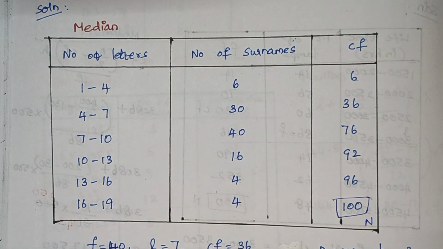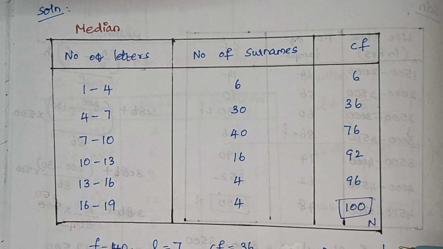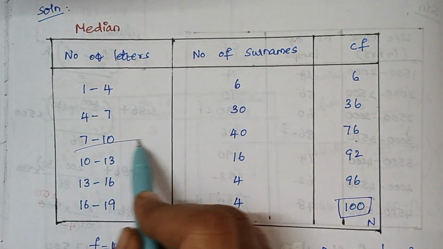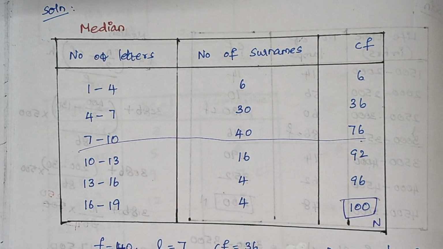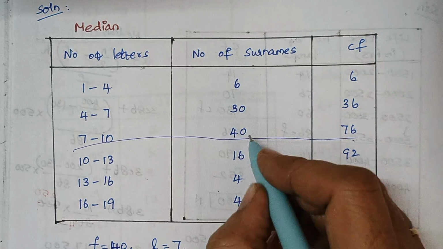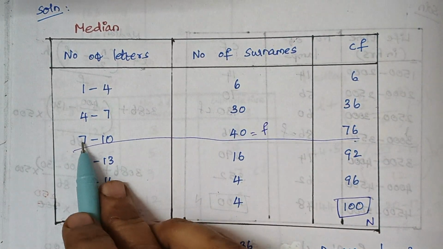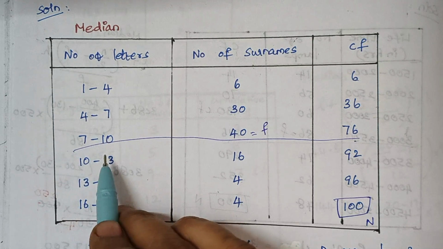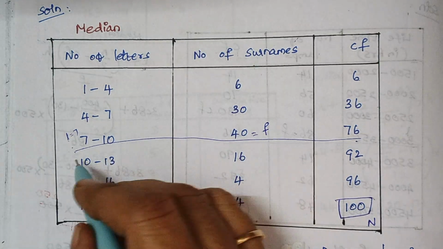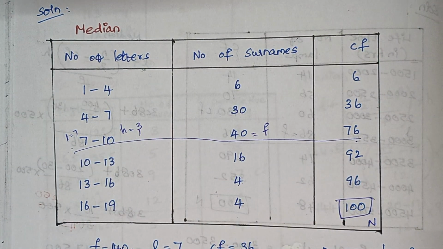So what is the number which is just greater than 50 in this cumulative frequency? It is 76. So here you have to consider this row. In this row, what is the value of f? The value of f is 40. And the respective class is 7 to 10. What is the value of L? The L value is 7. And what is h? h is the difference between these two. So here it is 3.